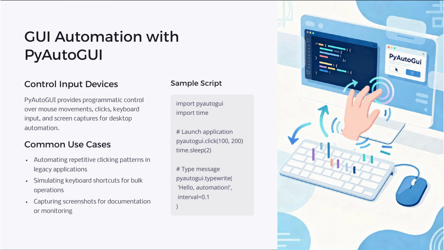PyAutoGUI enables desktop automation by controlling mouse movements, clicks, and keyboard inputs. It's ideal for automating repetitive tasks in legacy applications, simulating keyboard shortcuts for bulk operations, and capturing screenshots for documentation. For example, automate launching an application and typing messages with precise timing using PyAutoGUI's simple commands.